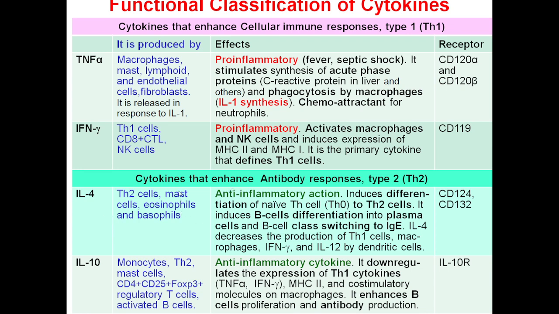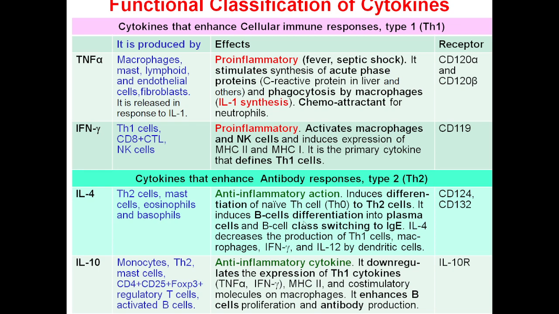The second two cytokines in the lower part of the slide are cytokines that enhance antibody response, or type 2 cytokines, or Th2 response. Interleukin 4. Interleukin 4 is secreted by T helper type 2, mast cells, eosinophils, and basophils. The major producer, of course, is T helper type 2. Biological effects: interleukin 4 is an anti-inflammatory cytokine. It induces differentiation of naive T helper cells, or T helper 0, to T helper cells type 2.